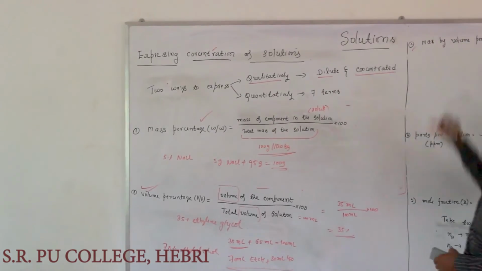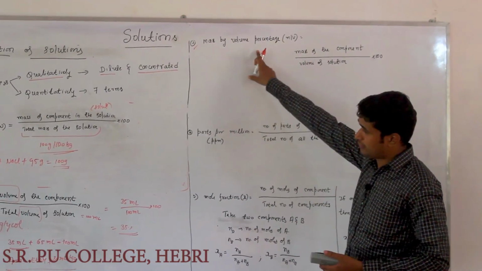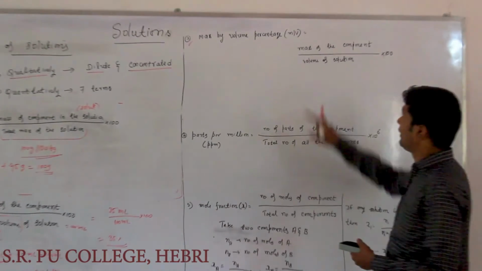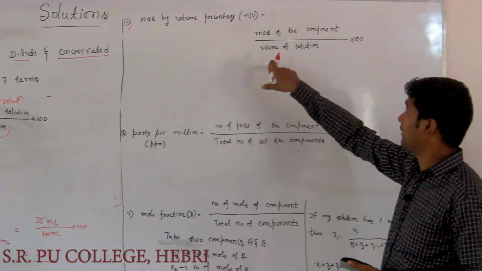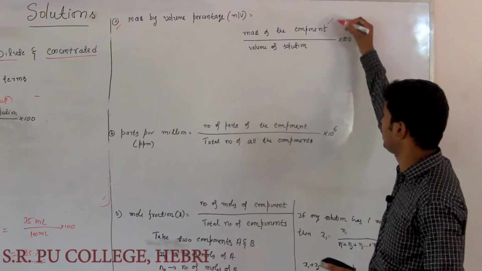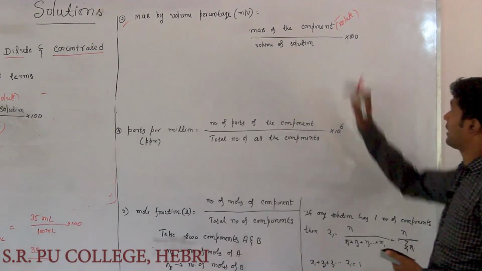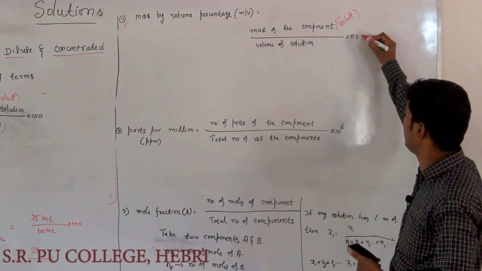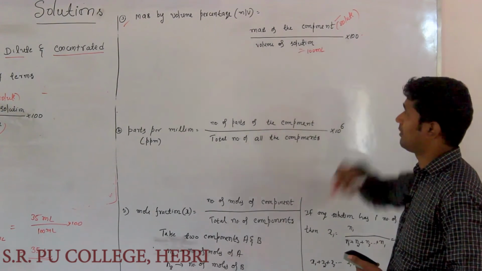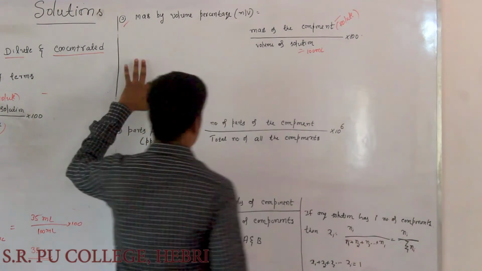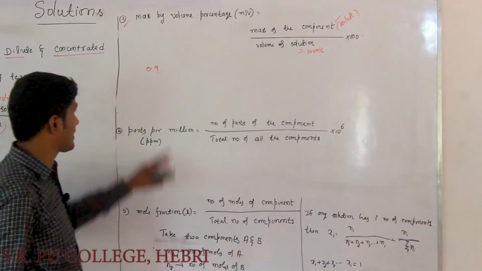The next one, the third one, is mass by volume percentage. This is also very similar to the previous two terms. Here the definition itself suggests M by V, mass divided by volume. Mass of the component, again component is nothing but solute, divided by volume of solution, into 100. And what must be the volume? It is 100 milliliter or 100 liter. So how to prepare such type of solutions? Let us see how to prepare normal saline solution.